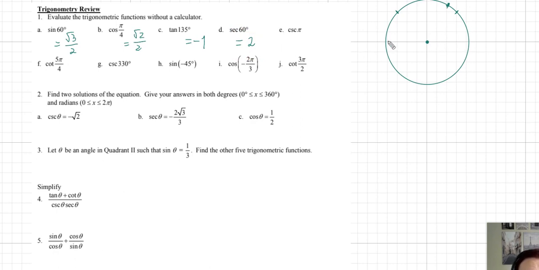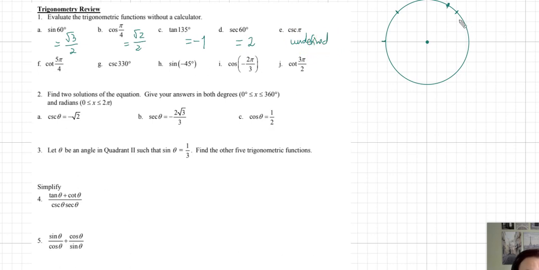And then cosecant pi, that is the point over here on the unit circle. Cosecant is 1 over sine pi, but sine is going to be 0, so cosecant pi is going to be undefined. Undefined. All right, moving on.